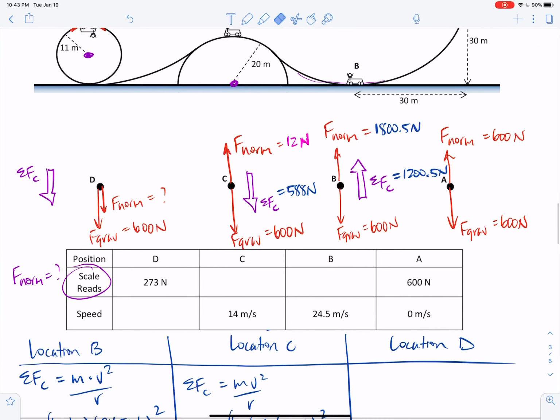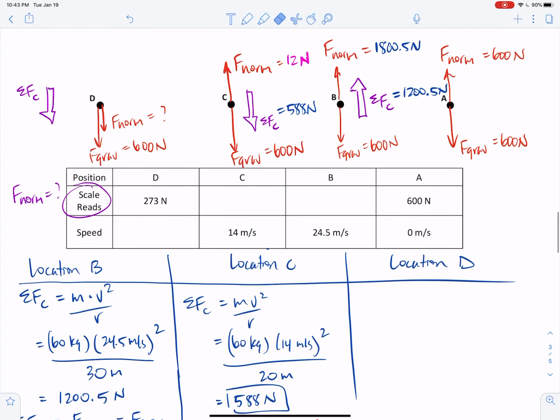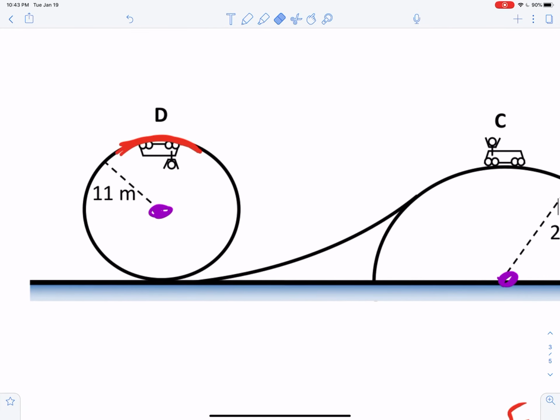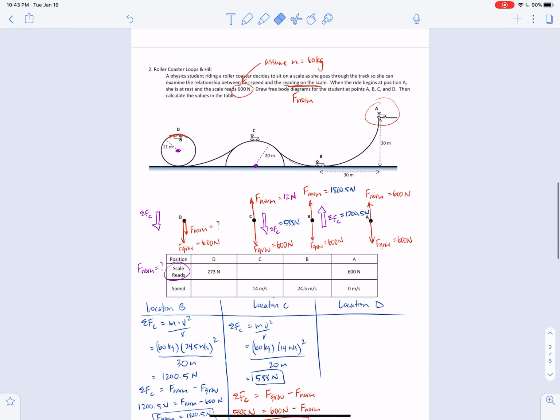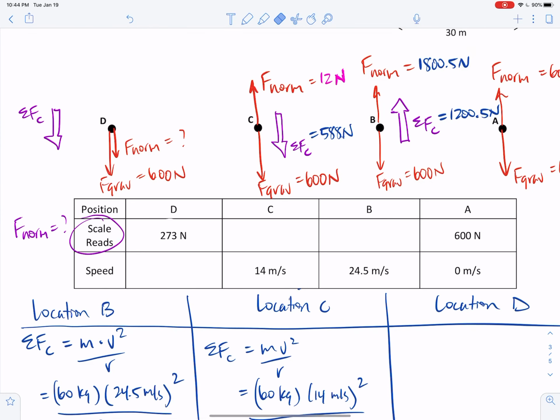Let's finish up with location D. All right, now at location D, the question is not what is the scale reading, but it's how fast will this girl go through this loop here at location D. We want to find the speed, okay? So I know the scale reading is 273 newtons. So I can actually put that information in my free body diagram.